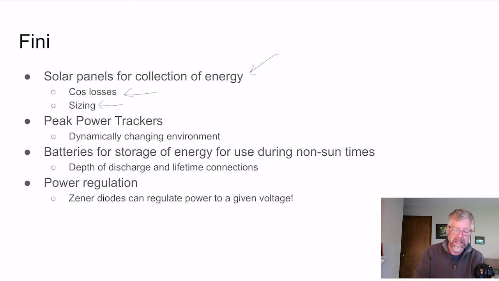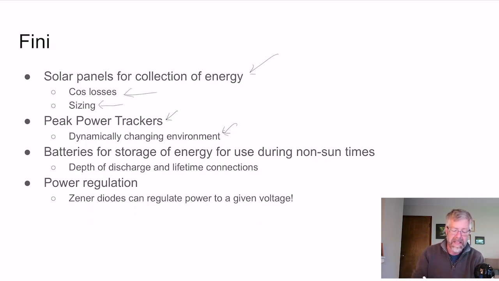There's a peak power tracker, which basically figures out the maximum amount of power at any time by playing with the voltage. The reason that it does that is because you have a dynamically changing environment. The sun is not always shining on your panels exactly the same way. The temperature is not always exactly the same. You have clouds coming across it. You might have some snow. You could have all sorts of different conditions. And so the peak power tracker dynamically changes the voltage that it's putting across the panels in order to maximize the power.